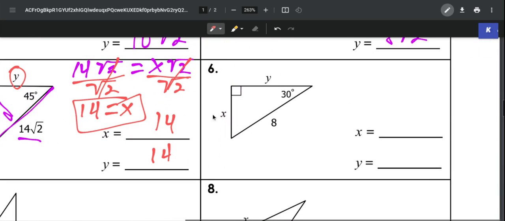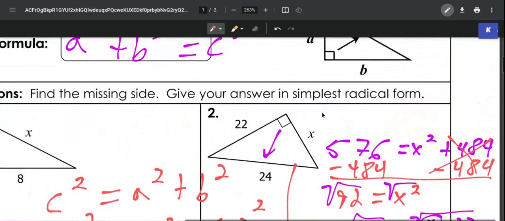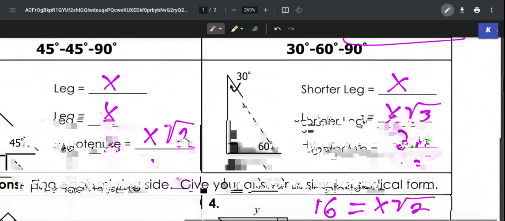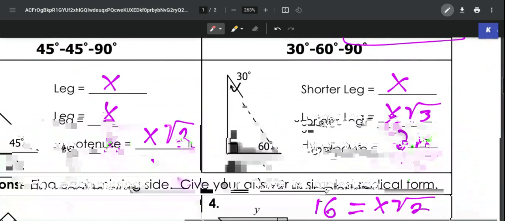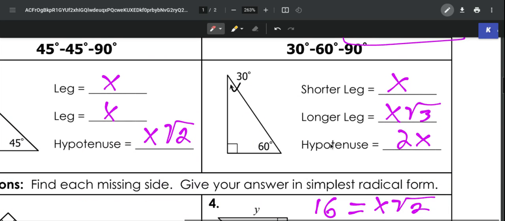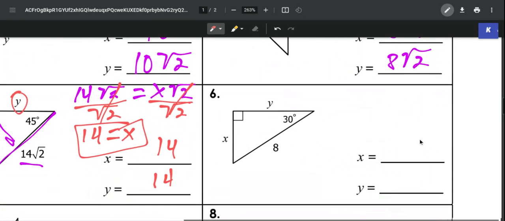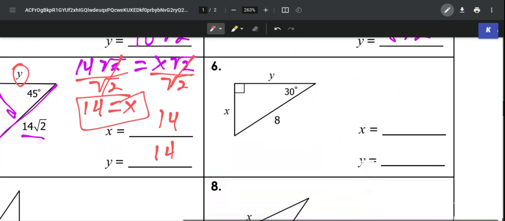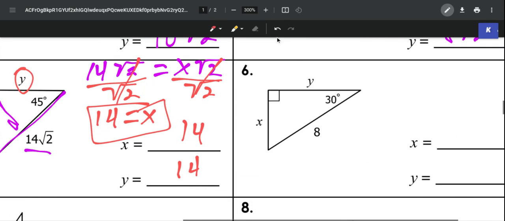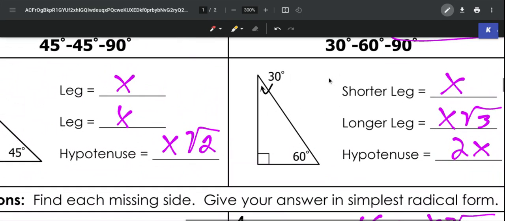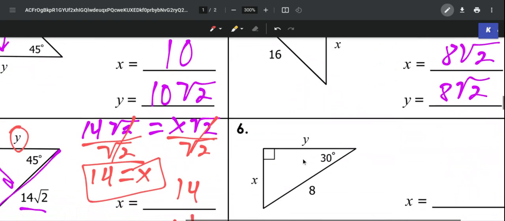All right, so now let's look at 30, 60, 90. Just to review, when we have a 30, 60, 90, our shorter leg is going to be x, the longer leg is x radical 3, and the hypotenuse is 2x. You can pretty much tell which one's longer than the other just by looking at it. But if you didn't know that, the leg that is adjacent to the 30-degree angle is going to be longer than the leg that is adjacent to the 60-degree angle.